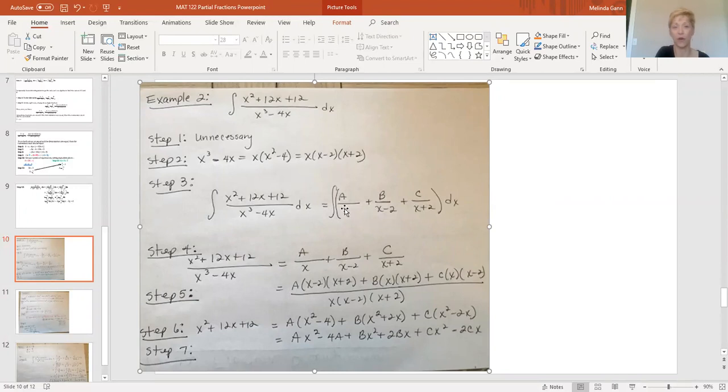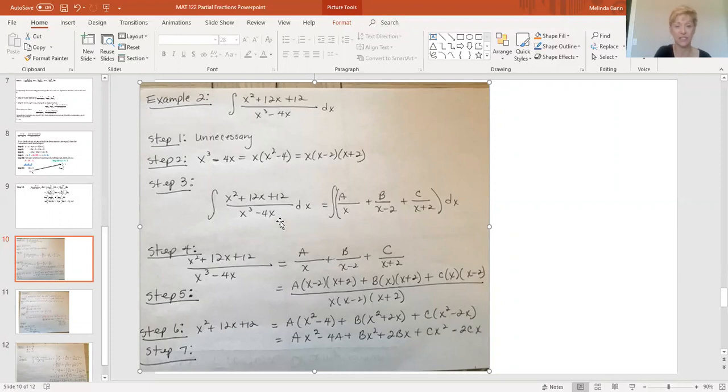So a capital letter over an x, plus a capital letter over the x minus 2, plus a capital letter over the x plus 2. Now, as far as what capital letters, if K is your favorite, put a K. The book just goes in alphabetical order, but it's nothing magical.